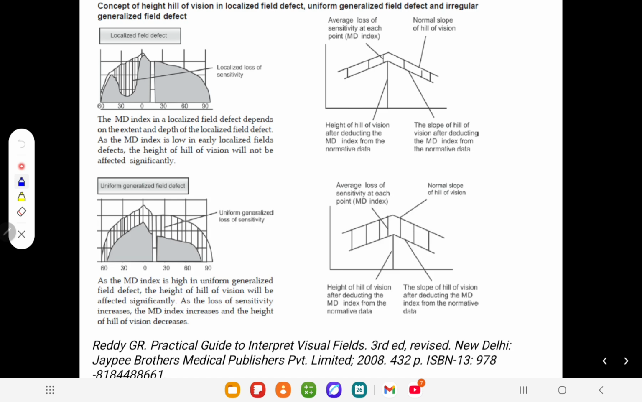So this is the concept. If there is a local defect, then the mean deviation, the field of vision decreases from this point to this point, isn't it? If there is a uniform generalized defect, then the field of vision decreases by a significant amount, isn't it? That's the simple concept we have to understand from this picture. This picture is again taken from GRAT.